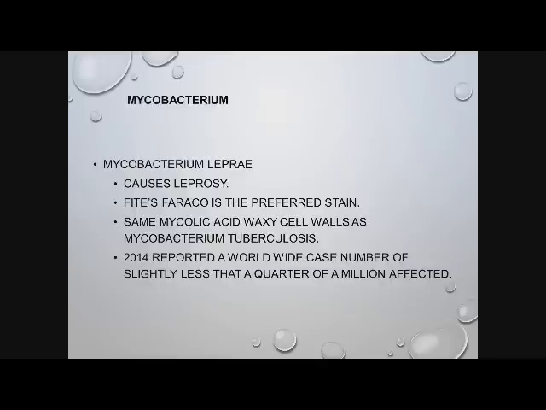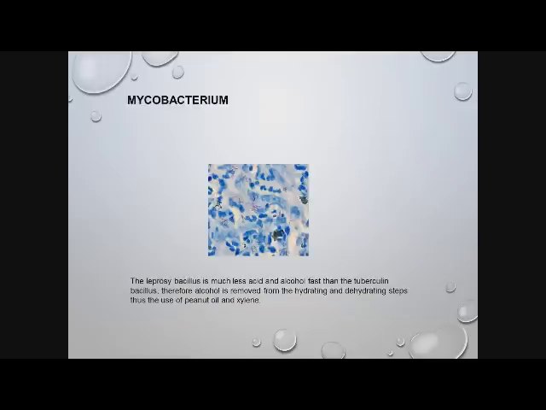Now, this bacterium has the same mycolic acid waxy cell walls as the Mycobacterium for tuberculosis, but it's much less acid and alcohol fast. Hence, you have to use a process that removes alcohol from the picture, so you can't run it down through alcohols in the beginning, and you can't dehydrate it. And you use this weird concoction with peanut oil and xylene. It took me forever to figure out why we're doing this. So obviously the xylene is going to de-wax the slide to make sure that we don't have paraffin going down.